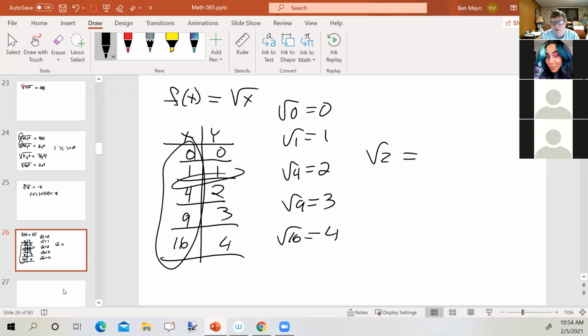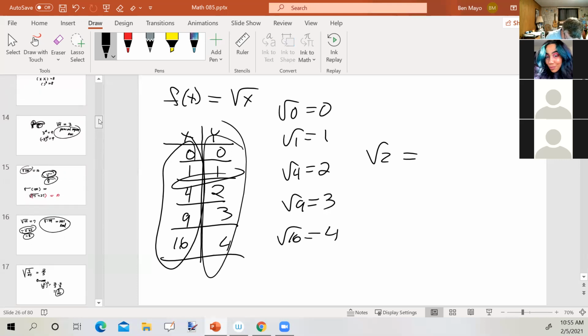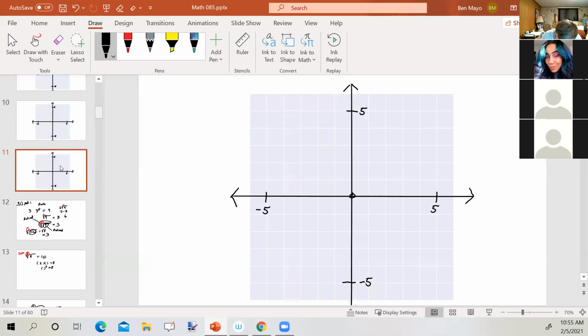These x values are all perfect squares, meaning when we unsquare them, we get nice whole numbers. So this makes it easy to graph, which is what we're going to do. I'm just going to graph part of it. So I've got 0, 0, 1, 1, 4, 2, and 9, 3. I don't want to go to all the trouble to switch screens, so I'm just going to go back here. And we've got 0, 0, 1, 1, 4, 2. And so this graph looks like that.